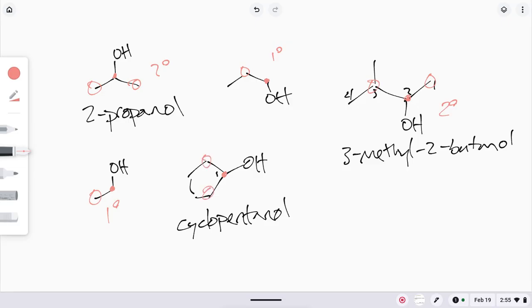This one is secondary. If it's in a ring, it's almost always secondary. So again, not actually all that many examples of tertiary alcohols, but when they pop up, we'll need to know what to do with them.